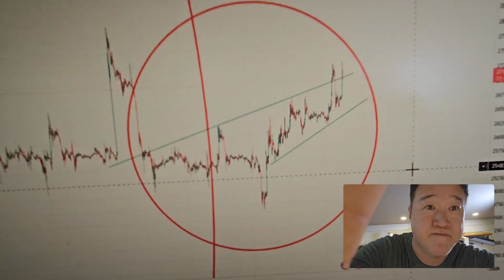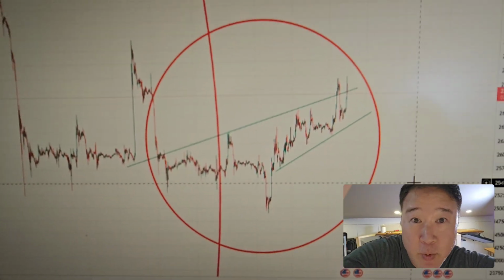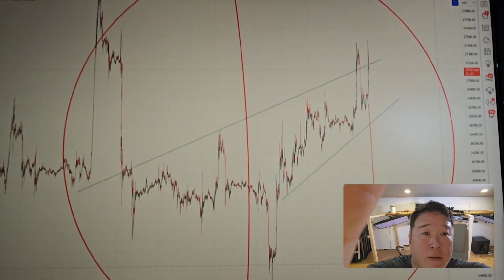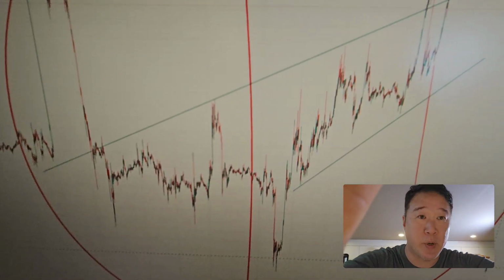Well, I'll show you. Ta-da, rising wedge. So what do rising wedges do? Yeah, now you can see it in blue. Rising wedge. And what do rising wedges do? Rising wedges dump.